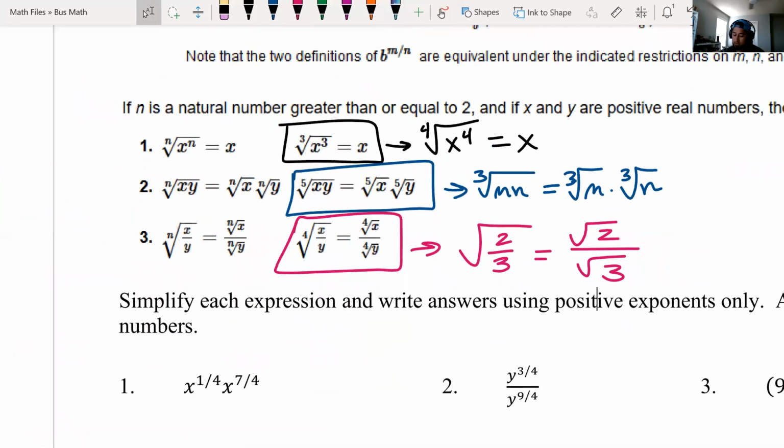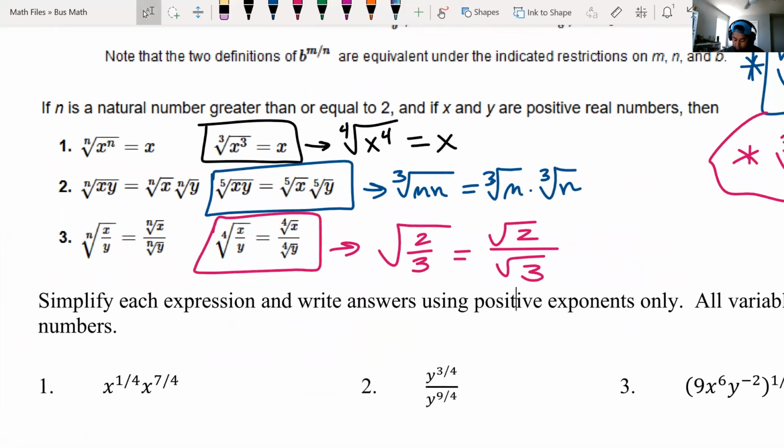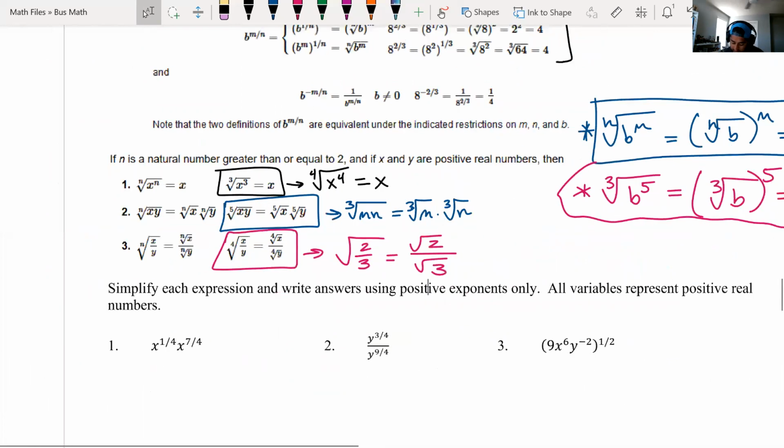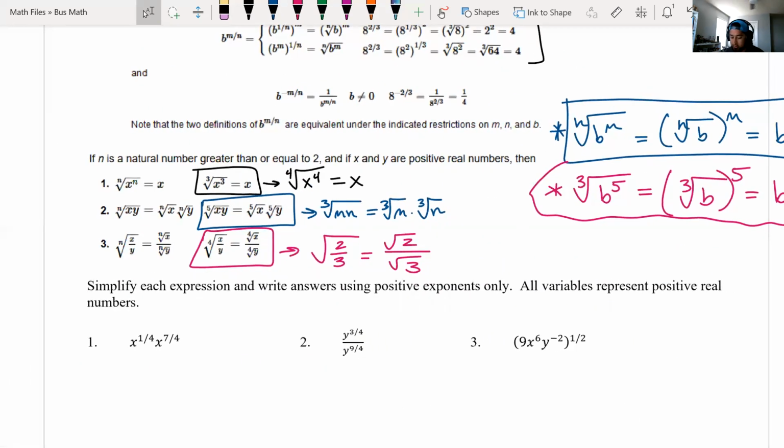Okay. So now we're going to simplify each expression and write answers using positive exponents only. So we're going to put together everything we've learned so far.